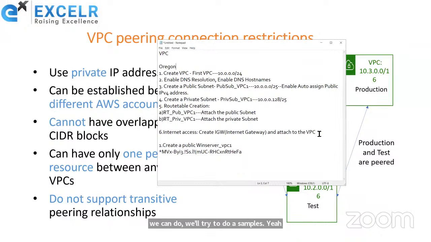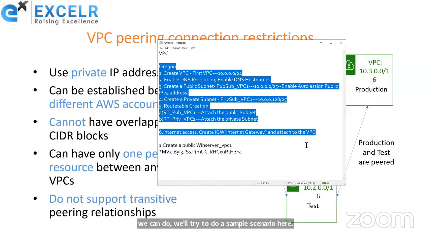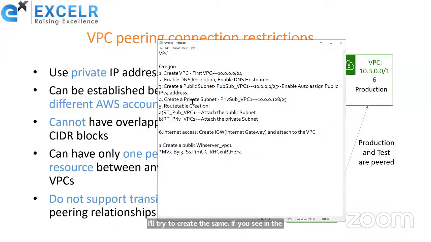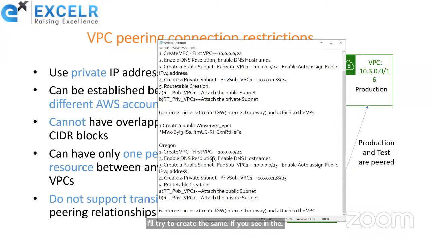I've already created one VPC in the Oregon region. I'll create one more VPC within the same account, as per the diagram. Let us see how it is going to work. I'll name it the second VPC.